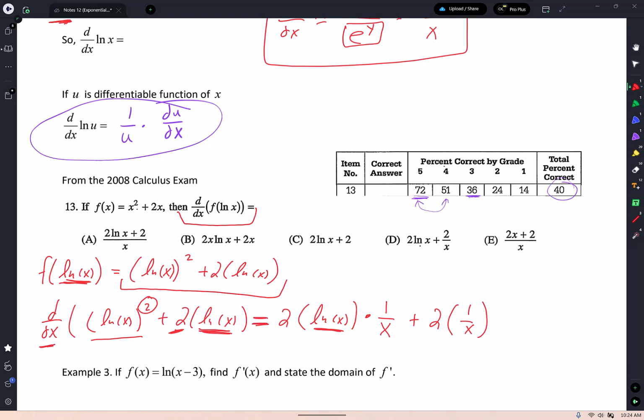Notice that I wrote d/dx on the outside, so this is not a linkage error. Some of you keep writing linkage errors all over the place. Let's just make it pretty. I'm going to write an equal sign. Write 2 ln of x over x plus 2 over x. Do I have the same common denominator? I do, so I can just add them up. 2 ln of x plus 2 all over x. Look for that. What answer is it? It looks like it's letter A.